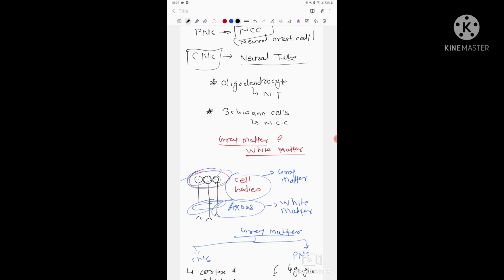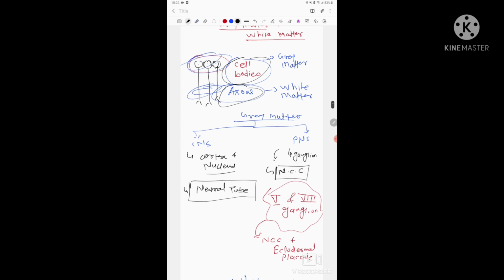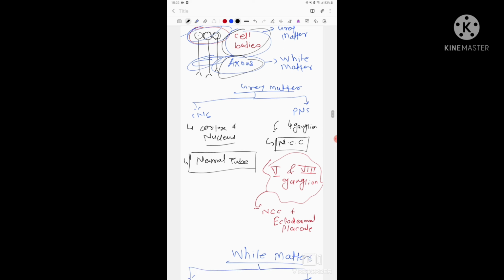When we talk about the gray matter and white matter, gray matter is the collection of the cell bodies, and white matter is the collection of the axons. Particularly, gray matter in CNS is the cortex and nucleus, and in PNS the ganglia. In CNS it is derived from the neural tube, and in the PNS from the neural crest cell. But at some particular points, like the fifth and eighth ganglion, it is derived from the neural crest cells plus ectodermal placode.